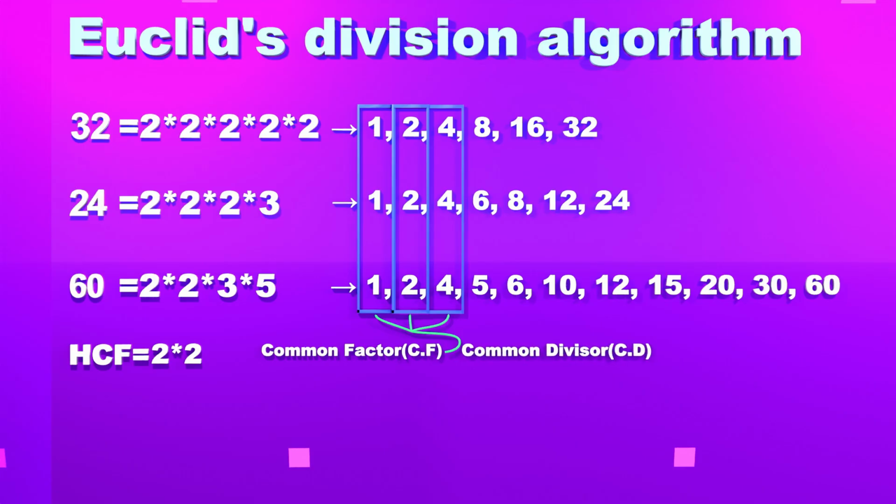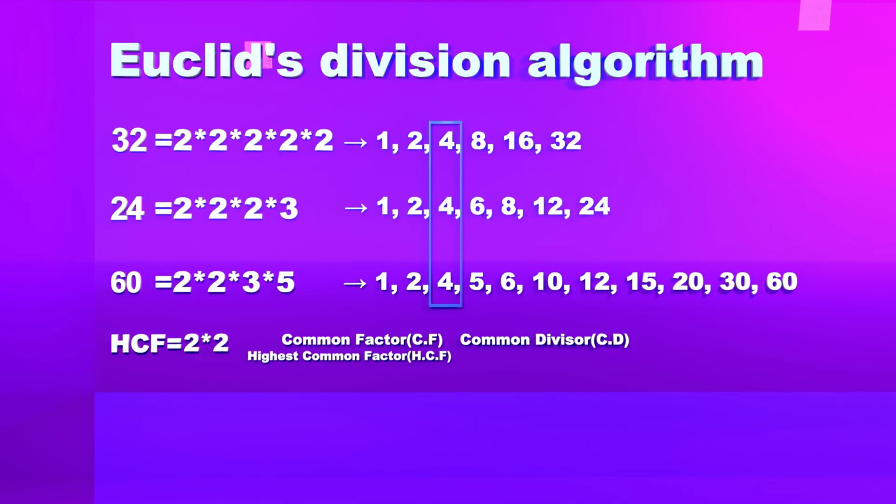It is also called common divisor. But you can see 4 is the largest common factor between these three factors. That's why it is called HCF, highest common factor. 4 is also called greatest common divisor, that is GCD. So it was all about HCF.